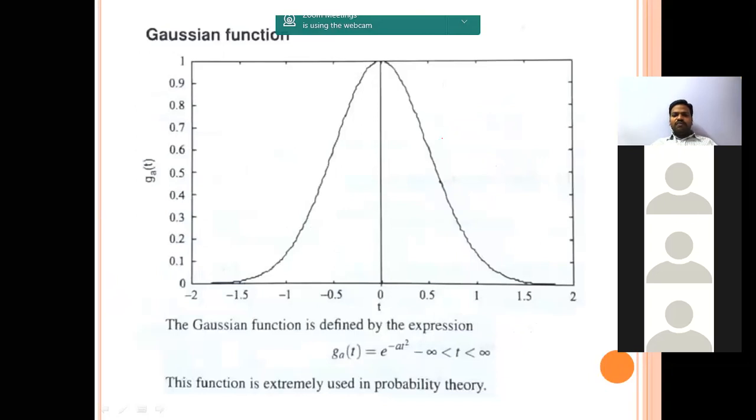Okay, no doubts. Gaussian function. So this is the general waveform shape of the Gaussian function. The mathematical expression for the Gaussian function is e power minus a into t square, from -infinity to +infinity.